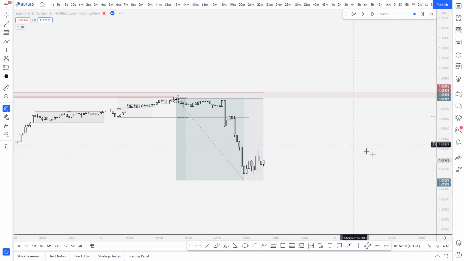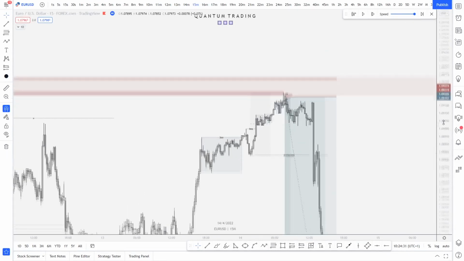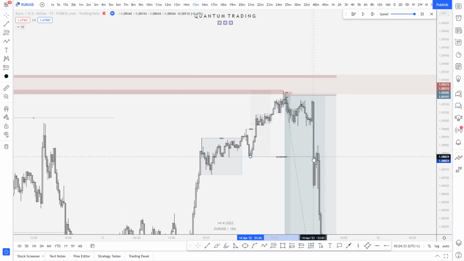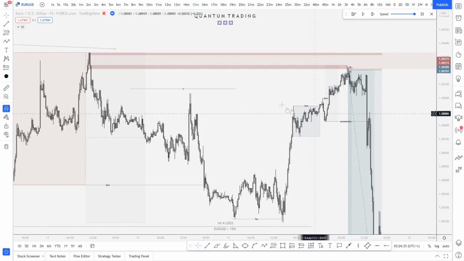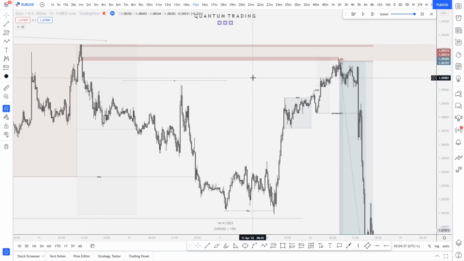So if we drop down now to our intraday time frame, being the 15-minute, what could we see? One of the most important things we needed to understand in this moment in time was understanding higher time frame narrative and the objective of the higher time frames.